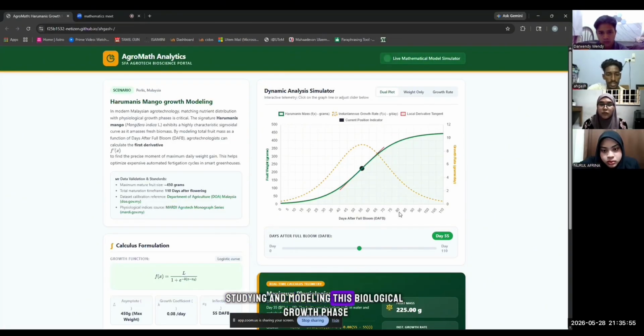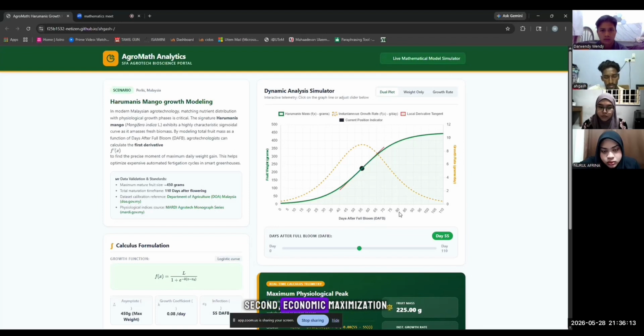Studying and modeling this biological growth phase is crucial for three major reasons. First, precision agrotechnology. Instead of relying on guesswork, farmers can use empirical data to schedule precise automatic fertigation cycles, reducing fertilizer runoff and cutting operational cost.